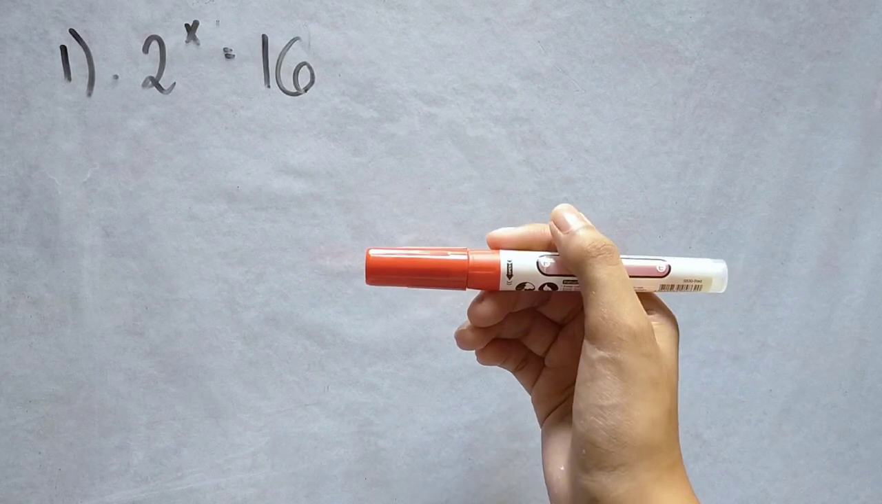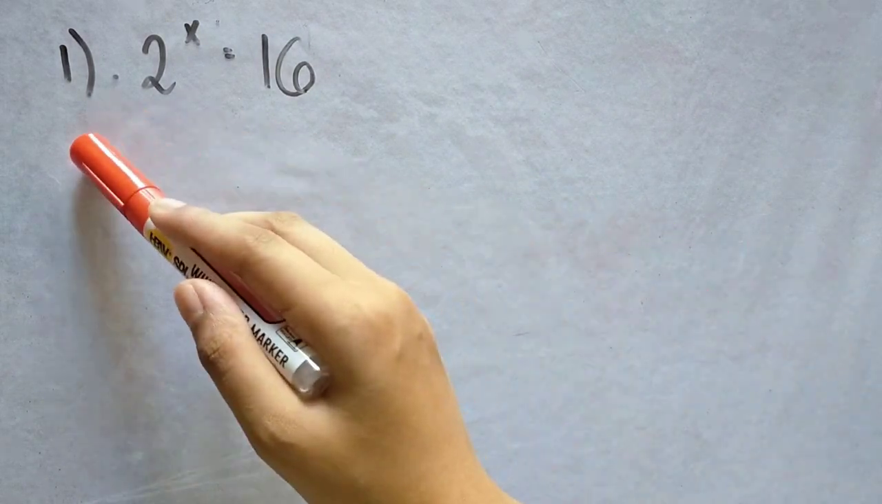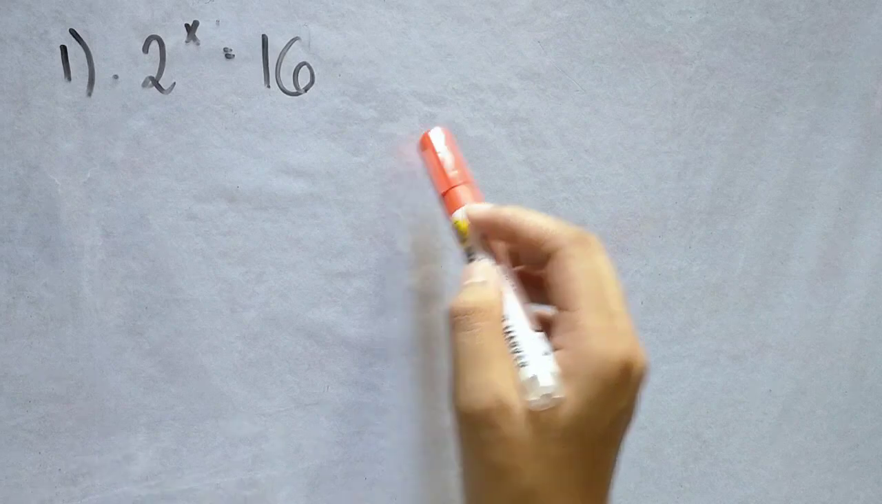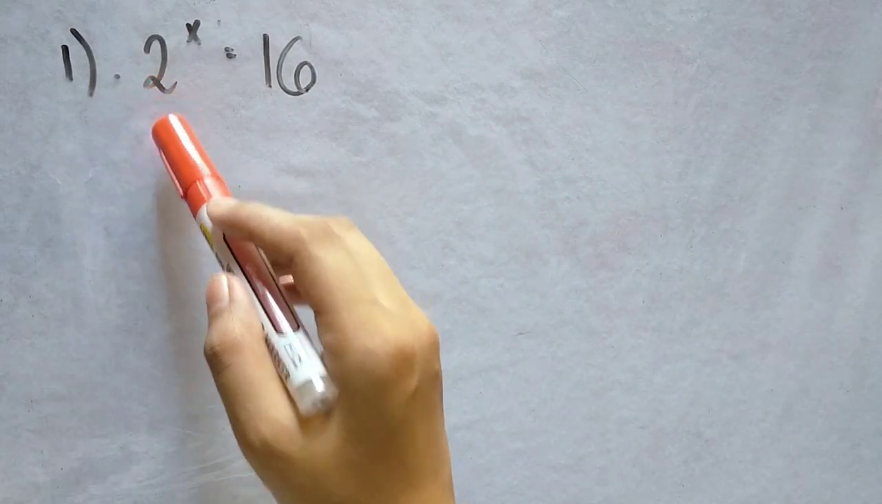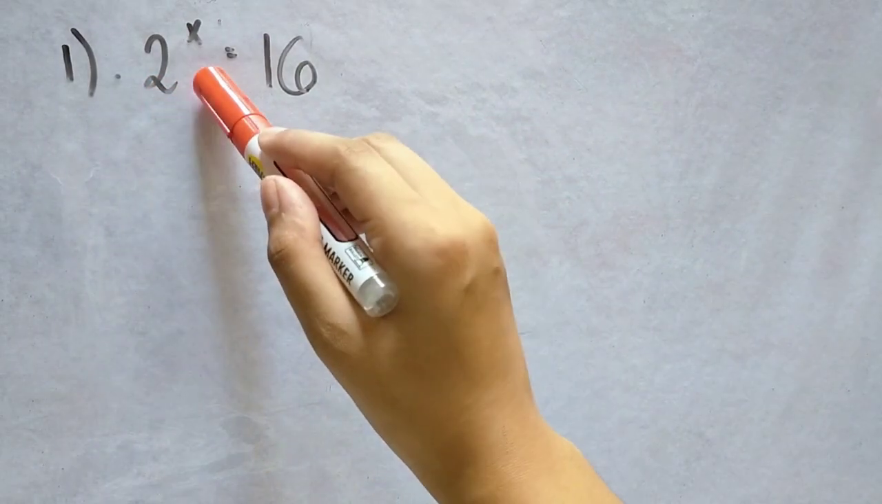So sa exponential equality and inequality, may ginagawa tayong checking para malaman natin kung tama ba talaga yung solution at sagot na nakuha natin. And I will also teach you how to do that, and it's very easy. Ngayong nandito na tayo sa exciting part, which is yung exponential equality, our first example is going to be very easy. So for number 1, we have 2 raised to x is equals to 16.